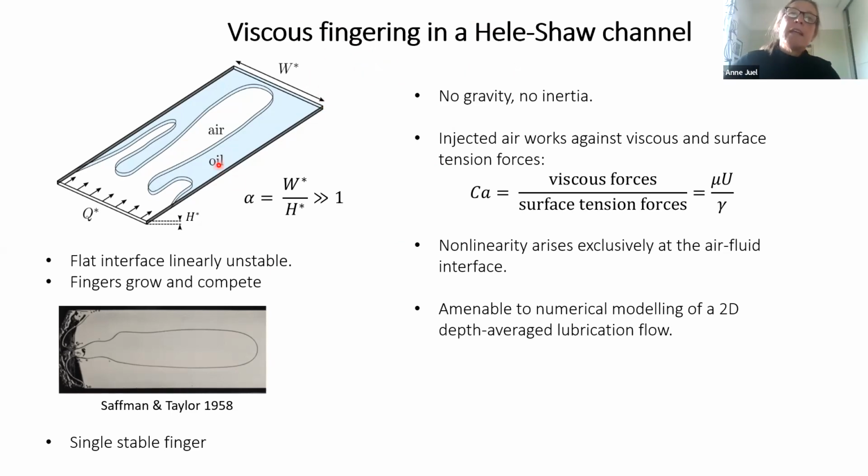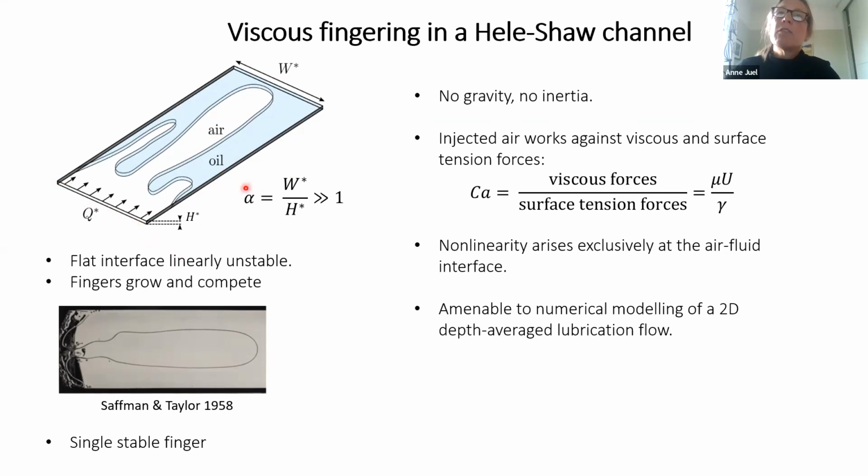At viscous fingering in the Hele-Shaw channel. So what you have is two parallel plates. You fill the gap between the two parallel plates, which are such that the aspect ratio, width over gap thickness, is much greater than 1. You fill the gap with oil, and you inject air, say, from one end with a constant flux.